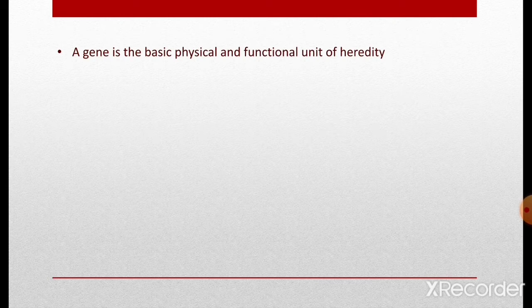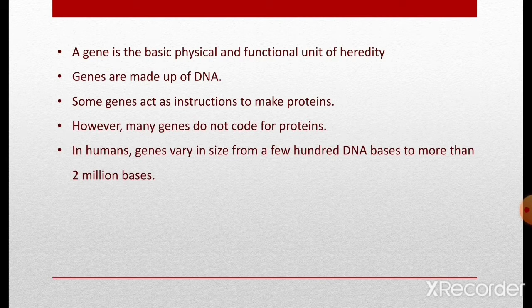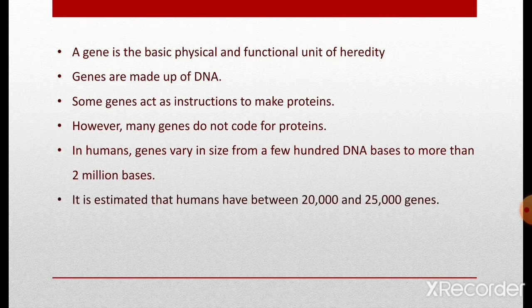Moreover, the gene is a unit of heredity which is transferred from a parent to offspring and is held to determine some characteristics of the offspring. Genes are made up of DNA. Some genes act as instructions to make proteins. However, many genes do not code for protein. In humans, genes vary in size from a few hundred DNA bases to more than 2 million bases, and it is estimated that humans have between 20,000 to 25,000 genes.